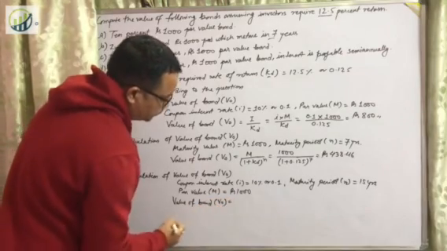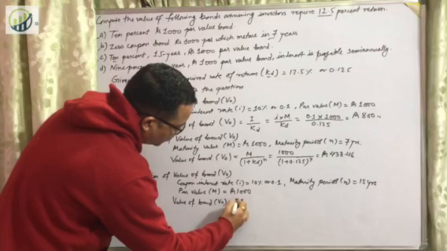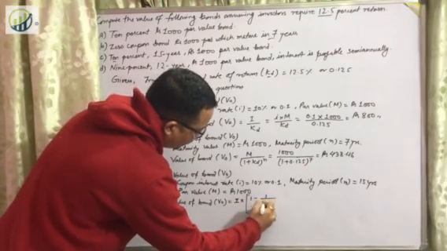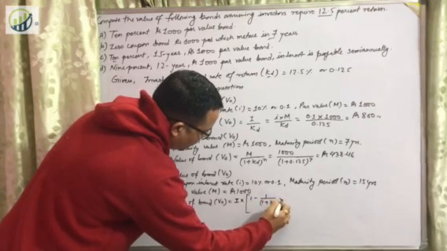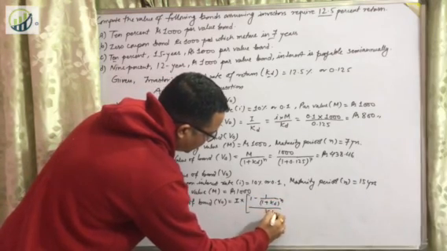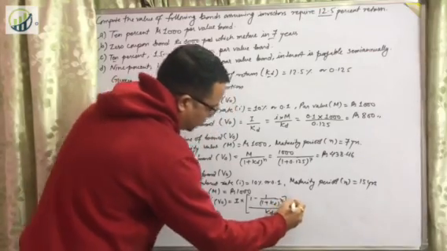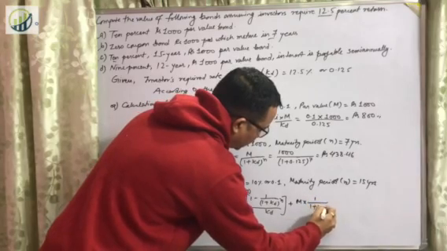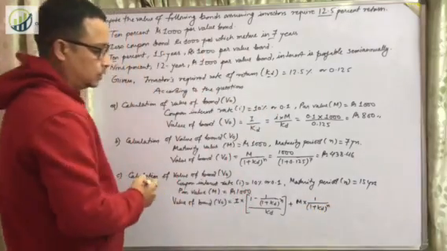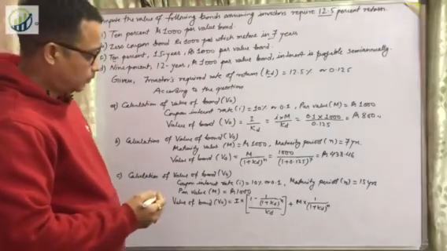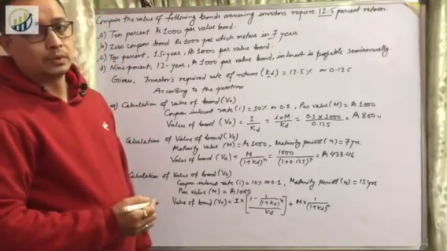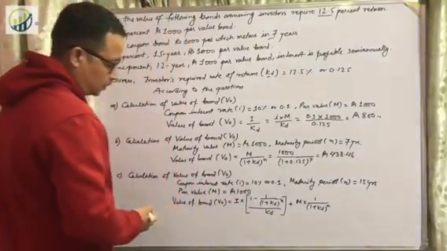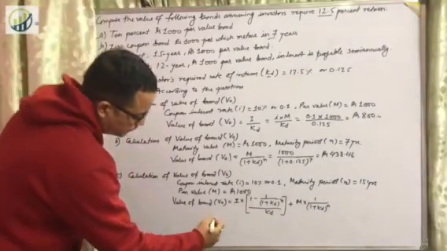B0 equal to I into bracket 1 minus 1 upon 1 plus kd power n upon kd, plus M into 1 upon 1 plus kd power n. So this is the formula for finding the value of a bond, which is called a coupon bond with finite maturity. You can also use a table for finding the value of the bond. So let's do it by formula.